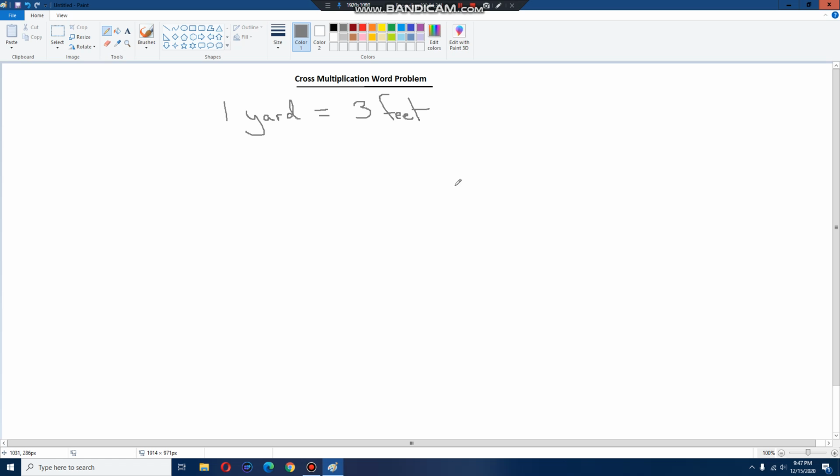So the question now is, well, how many feet in, actually no, let me do the other way. Let's do the other way around. How many yards are there in, how about 36 feet, for example? Okay, not really a word problem, but still, it's a problem that requires cross multiplication because I need to find out how many yards in 36 feet.